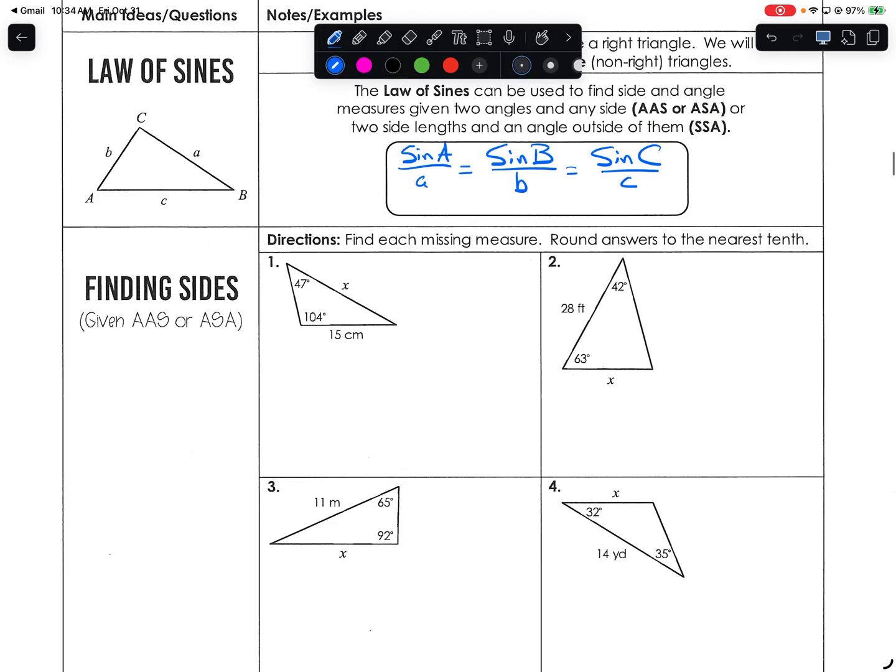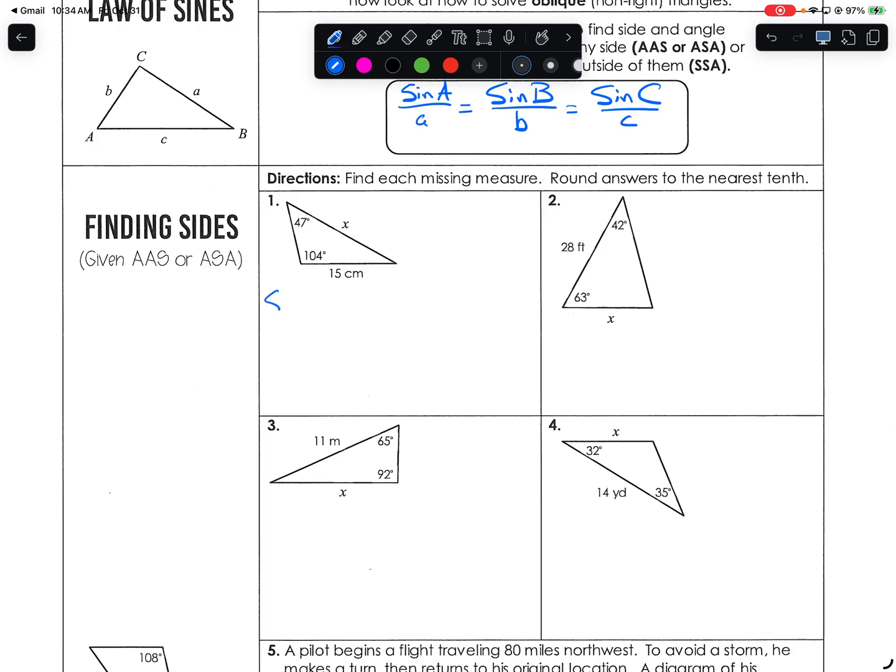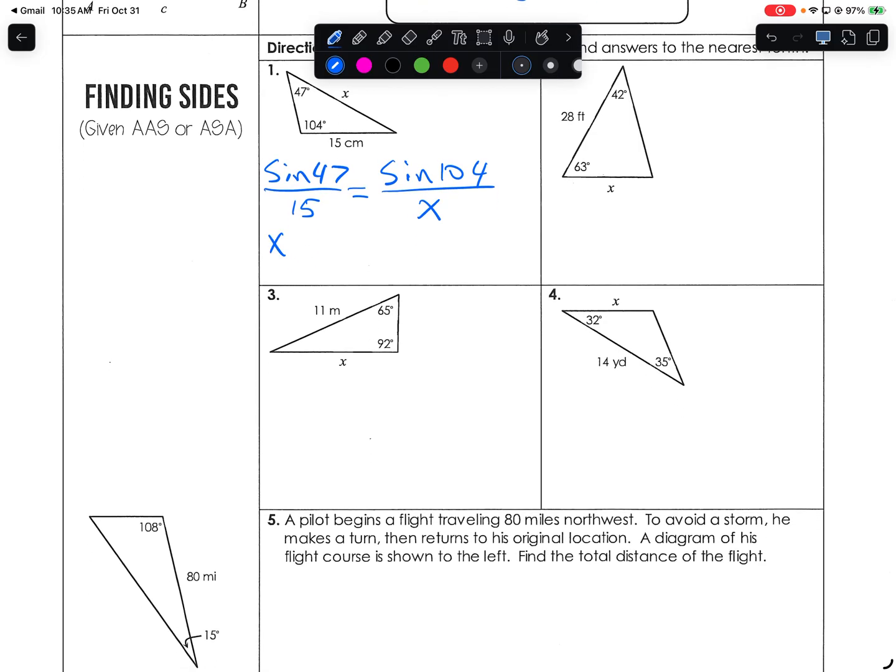If we set up number one for the ratio here, we'd say sine 47 over the side length opposite of sine 47, which is 15. And then that equals sine 104 over x, like that. All we do to solve is cross multiply. So you get x sine 47 equals 15 sine 104. Always write the side length in front of sine, otherwise you might screw up on your calculator. And then we just divide both sides by sine 47.